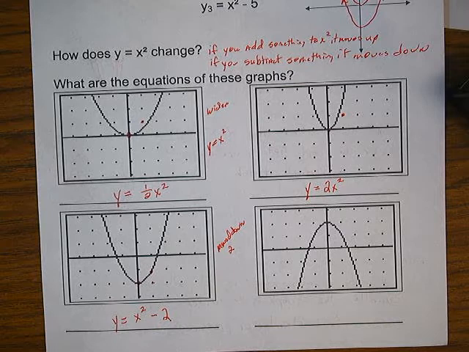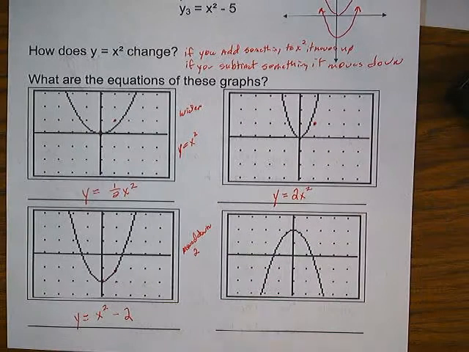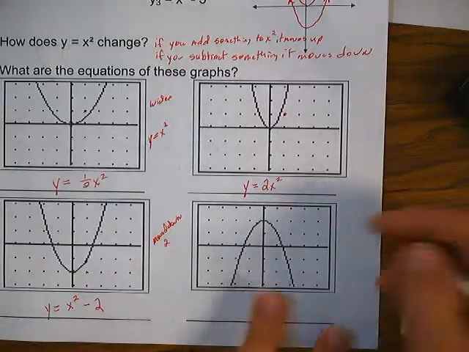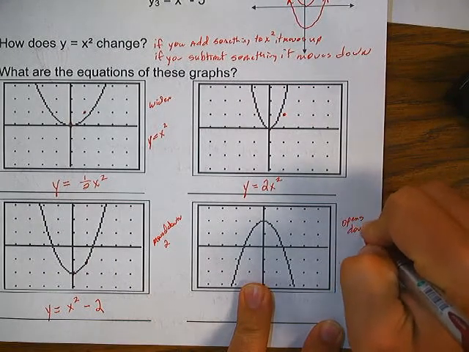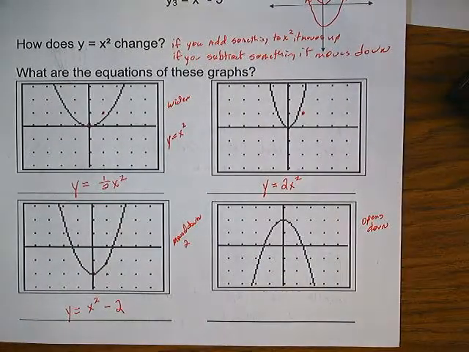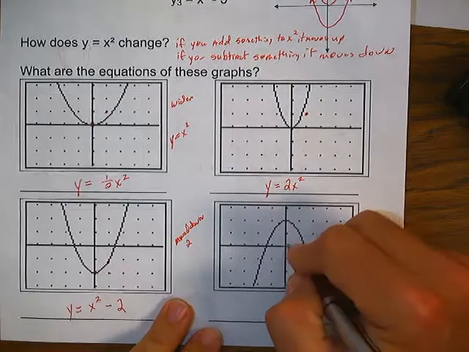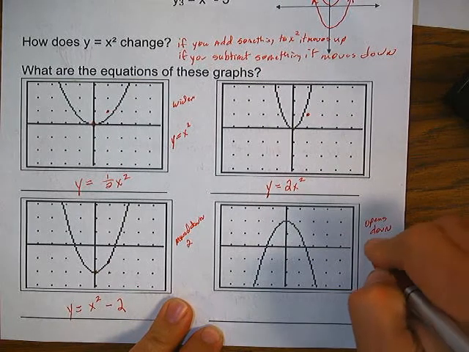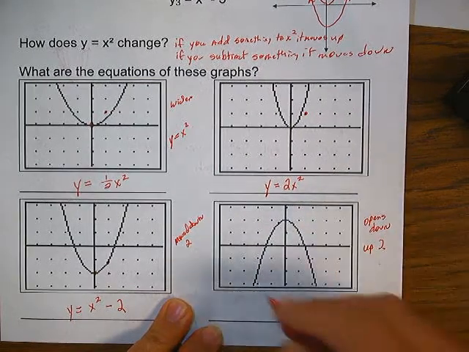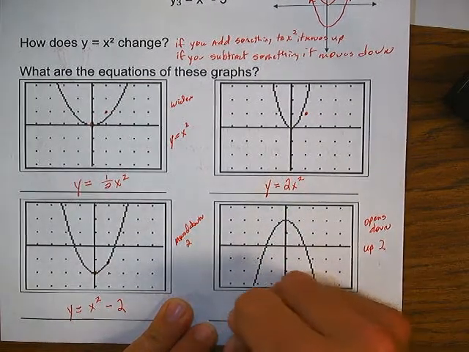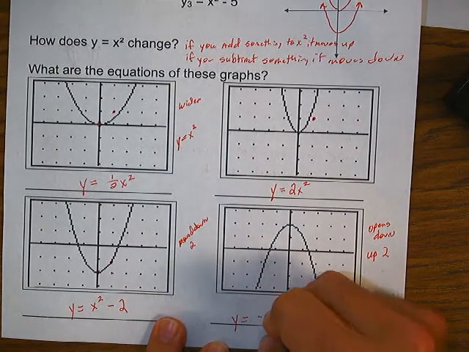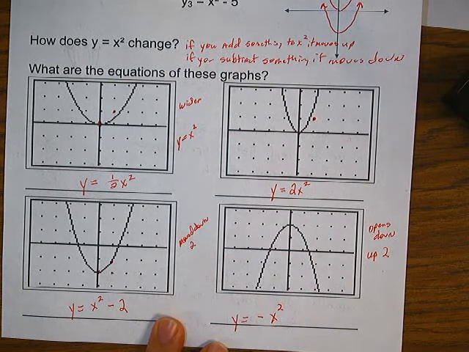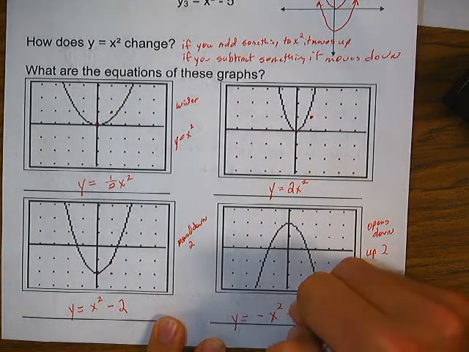Now, the last graph did 2 different things. First thing, where is it opening? Down. It opens down. What else changed? It moved up, how far? 2. Up 2. Very good. So y equals, how do I make it open down? Negative x squared. How do I move it up 2? Plus 2.